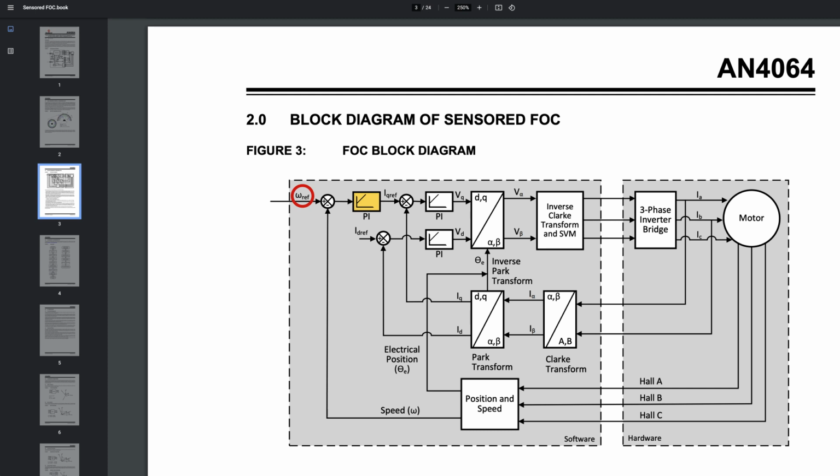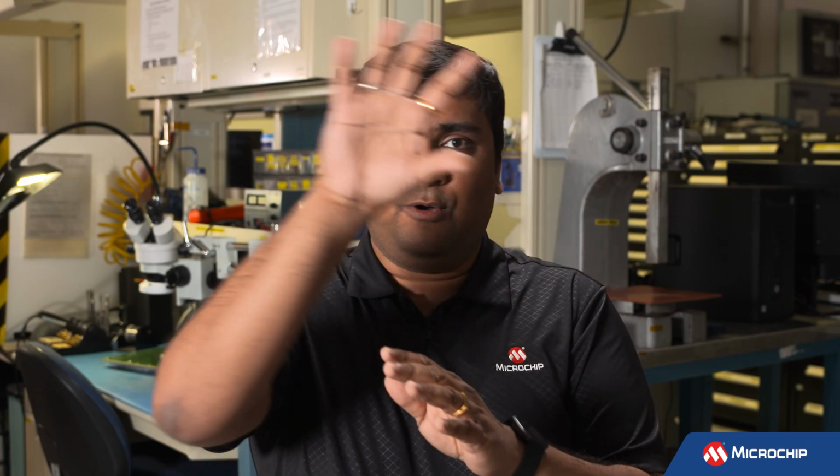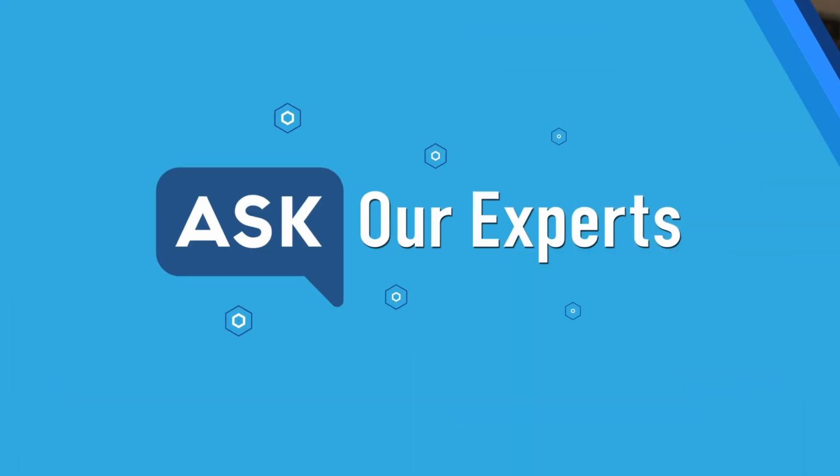But we also throw the speed control loop into the mix because the speed reference is also coming in from this side. So whenever there is a change in speed, the whole loop adjusts itself to make sure it is giving the right response to the stator to get the desired torque and desired speed. So this is how all the components in a FOC algorithm work.